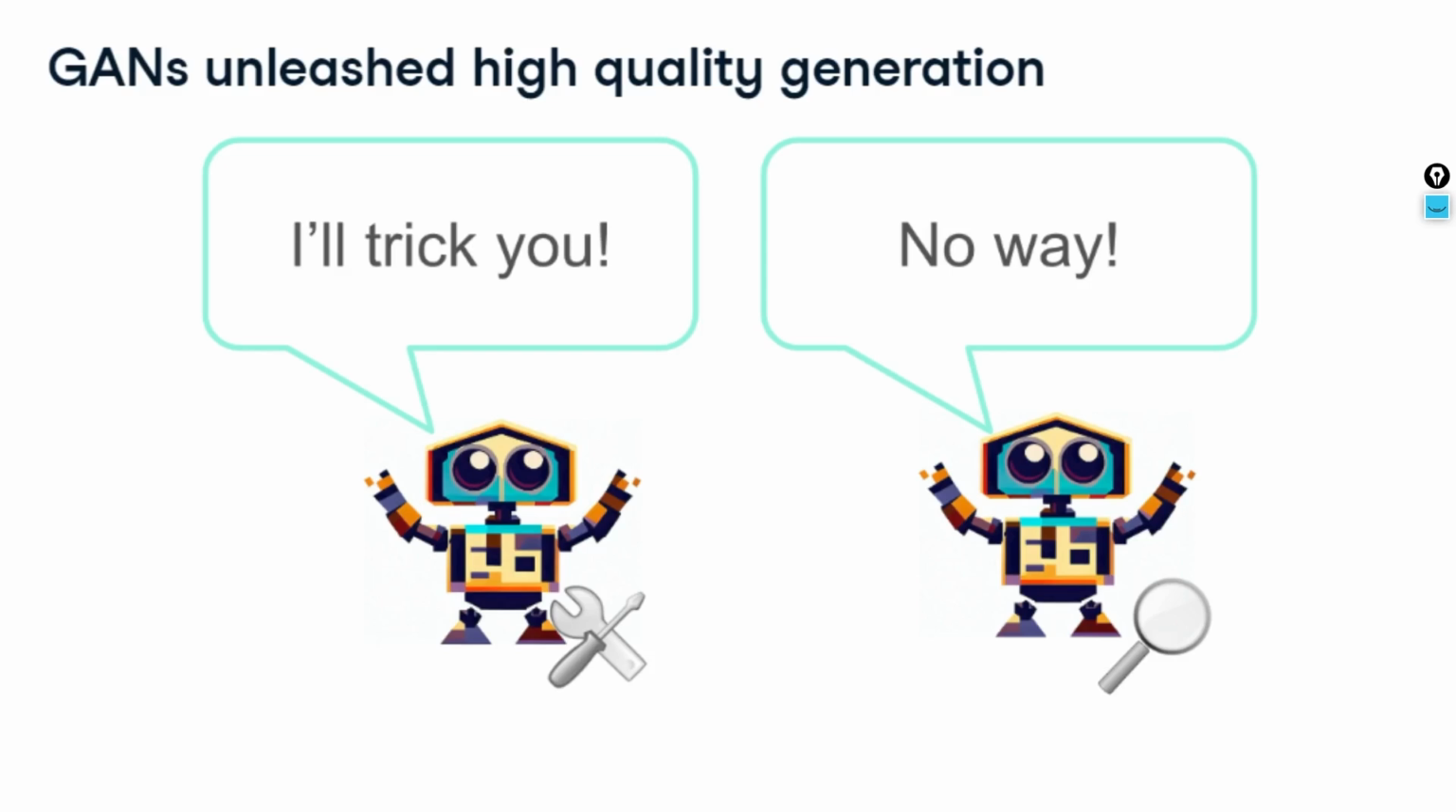One of the things is GANs, which were introduced in 2014. GANs work like a competition between two models. One tries to create realistic data and the other judges it, that is the discriminator. This technique dramatically improved the quality of generated images, videos, and other data as well.